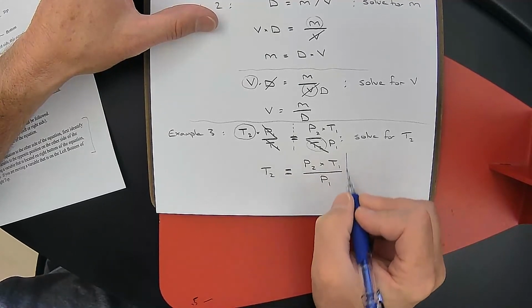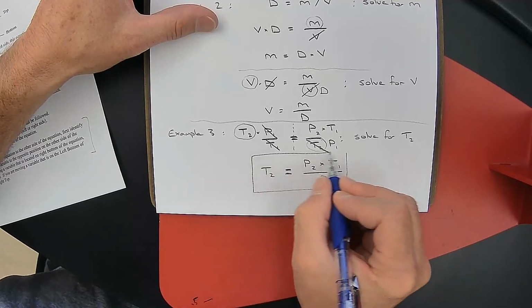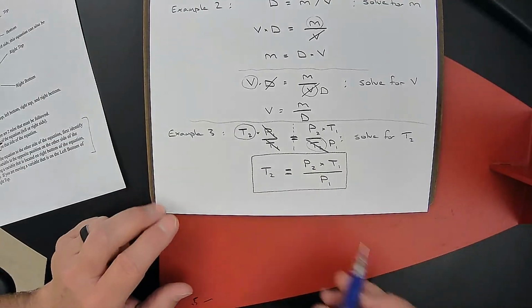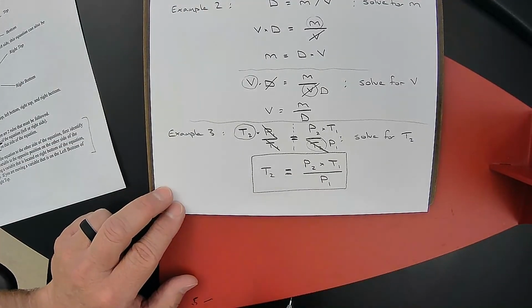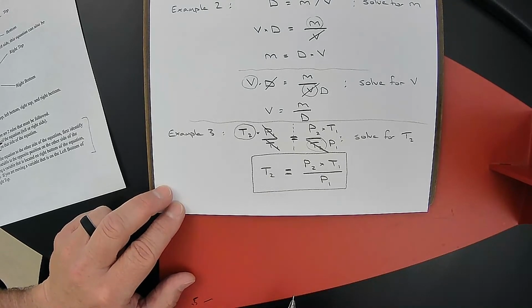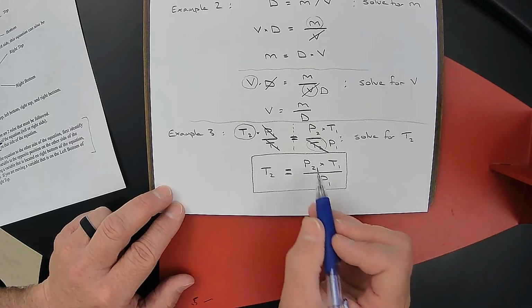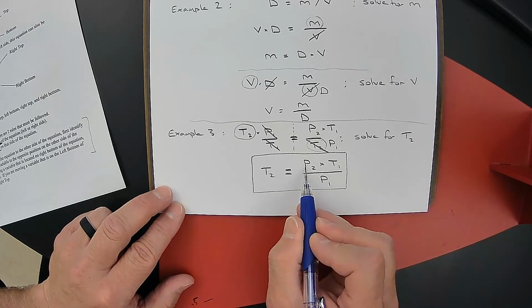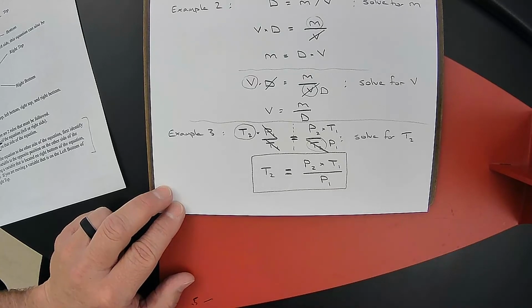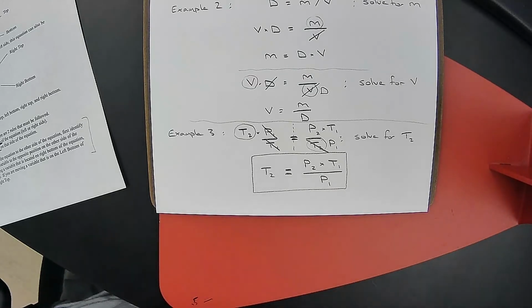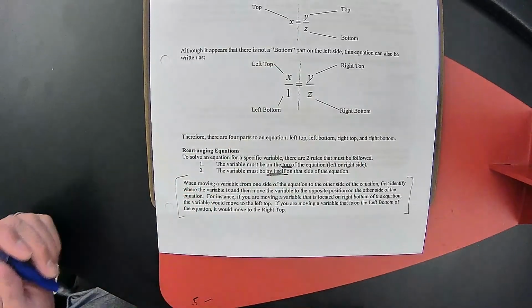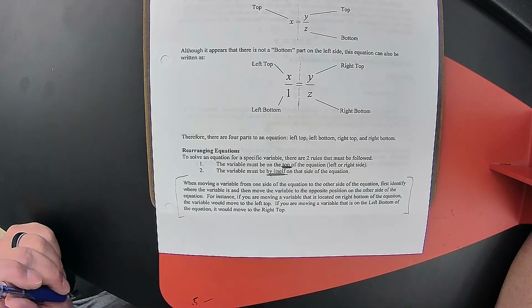That's my final equation when I rearrange the equation and solve for the unknown variable T2. Now T2 is equal to P2 times T1 over P1. And I would have a set of numbers with units that I would put in, and I would take P2 multiplied by T1 and then divide it by P1. I hope this helps in understanding how to rearrange equations and solve for the unknown variable.